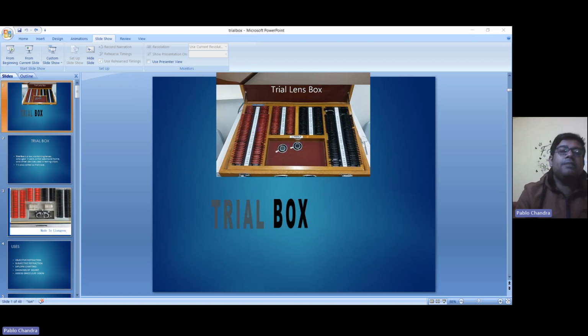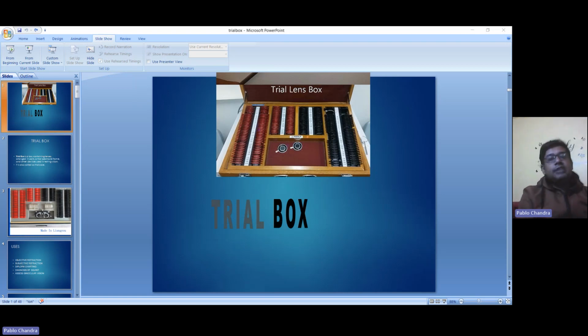It is a combination of a plus cylinder and a minus cylinder. It is normally used to check the power and axis of the astigmatic correction. It's a complicated test which we will do again in the subjective refraction unit. For now, it is also an important component of the trial box. It is there in the trial box and you should know it very well.